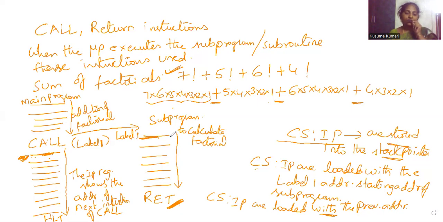After executing the subprogram, the last instruction is the return instruction. When the return instruction is executed, the CS and IP are automatically loaded with the previously stored addresses from the stack. Now the microprocessor executes the remaining instructions of the main program. So this is the syntax of call and return, and it is used in subprograms. I hope you understand.